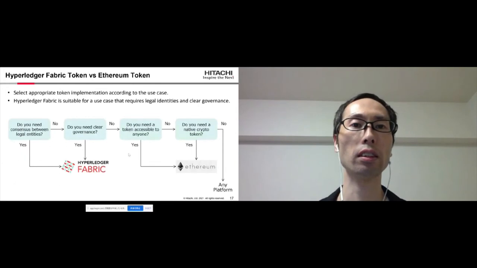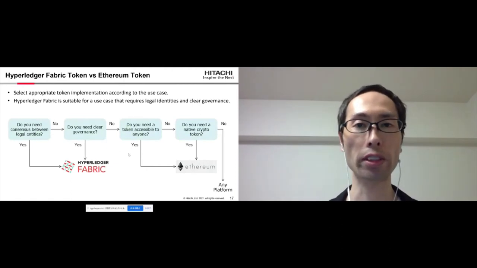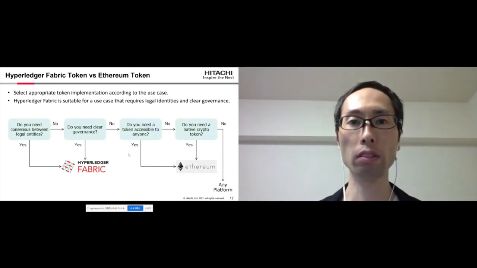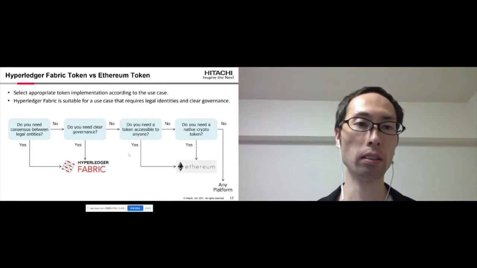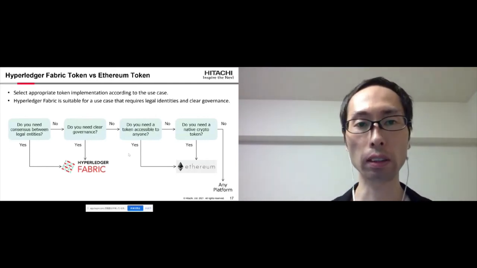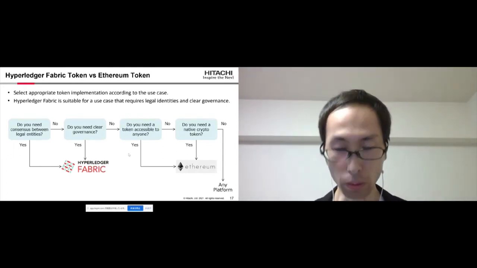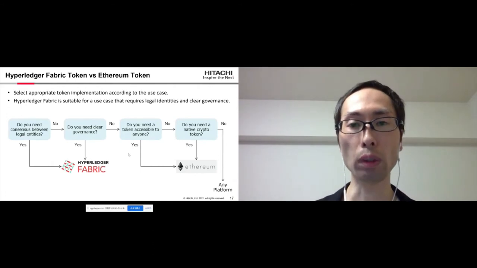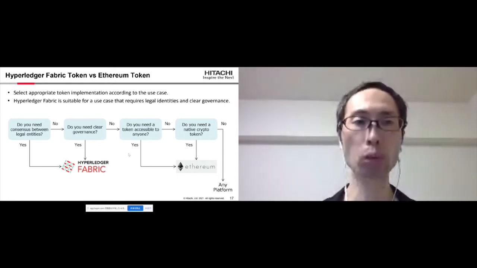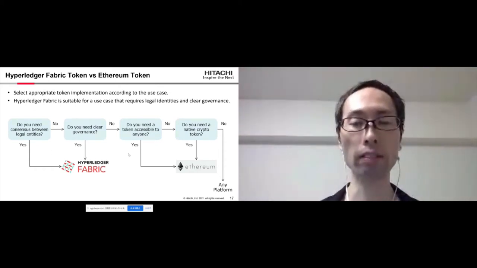So I think you are curious about the difference or relationship between Fabric token and Ethereum token. My idea is to select the appropriate token for your use case. For example, if you need consensus between legal entities or you need clear governance, you can use Hyperledger Fabric token. Or if you need a token accessible to anyone, or you need a native crypto token, you can use Ethereum token. In other words, Hyperledger Fabric is suitable for a use case which requires strong governance.